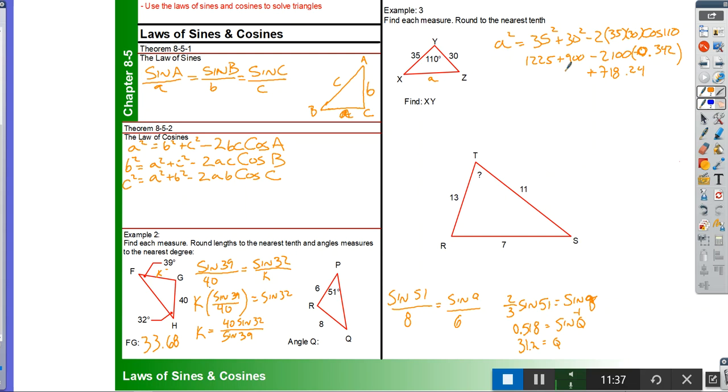Let's try that again. So we have 718.24. That's why I always write stuff down. Plus 900 plus 1,225. And so I get A squared is equal to 2,843.24. Take the square root, and I get A is equal to 53.32.